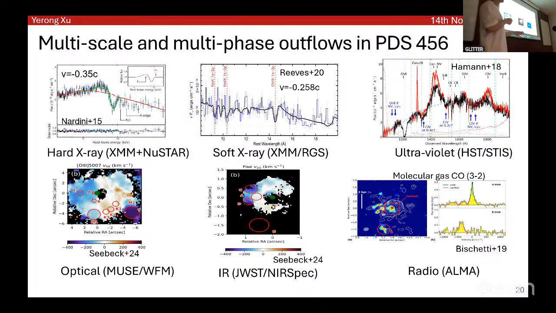Ionized gas with a relativistic velocity has been reported in the hard X-ray, soft X-ray, and ultraviolet spectra. And at a larger, galaxy scale, outflows of weakly ionized or molecular gas with a velocity of around several hundred kilometers per second have been reported in this target from optical, infrared, and radio observations. This allows us to explore the connections between the outflows in different wavelengths.